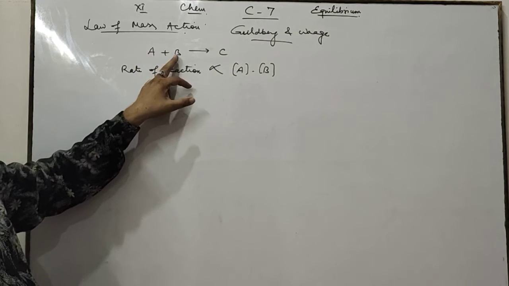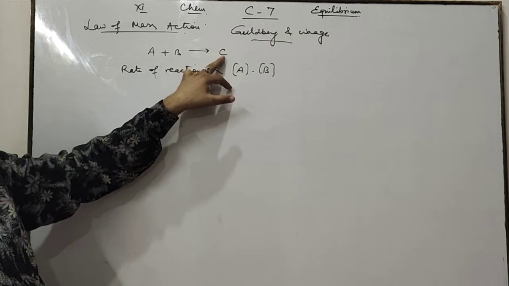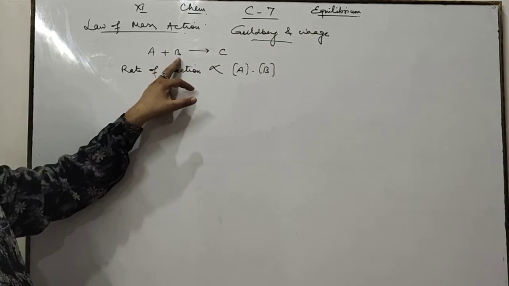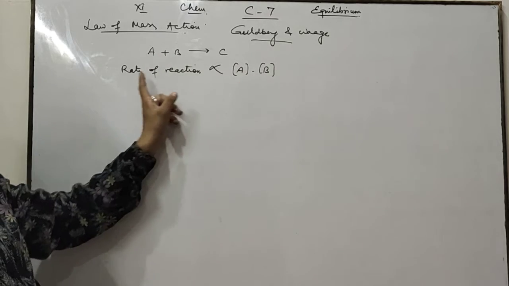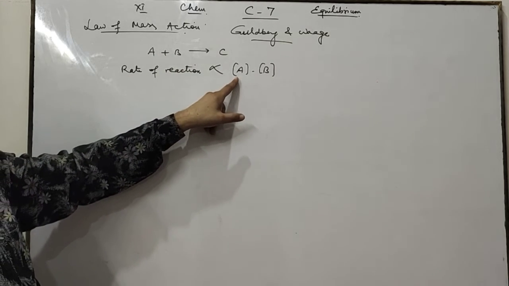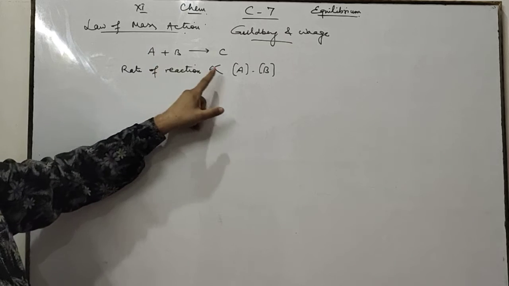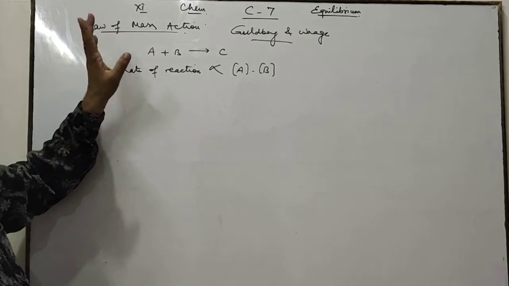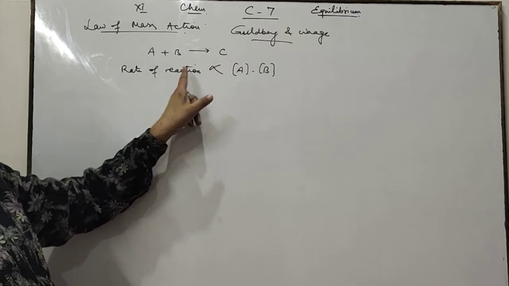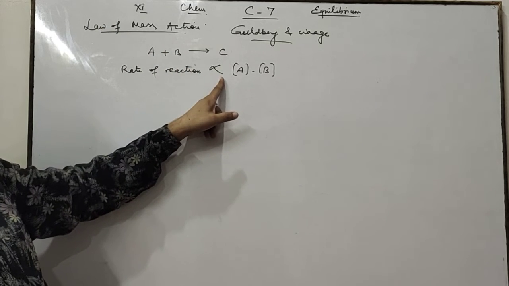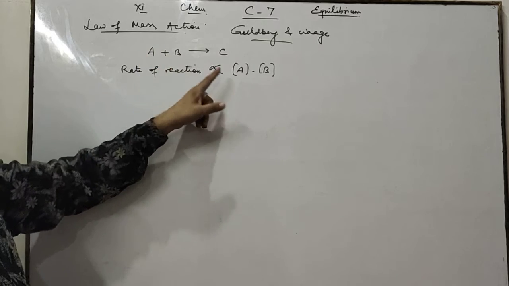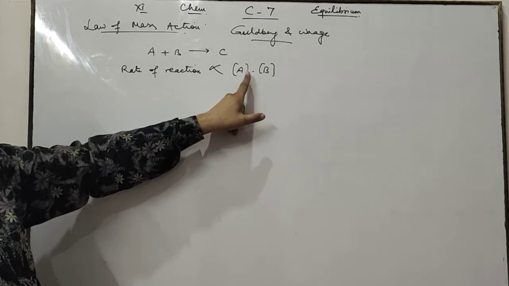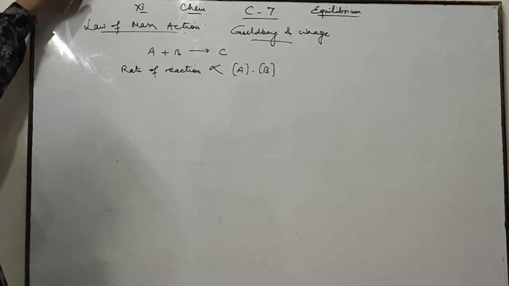Consider a reaction A plus B gives C. In this reaction, A and B are reactants. The rate of reaction is directly proportional to the active mass of A into the active mass of B. This law states that the rate of a reaction is directly proportional to the product of active masses of its reactants. Okay.